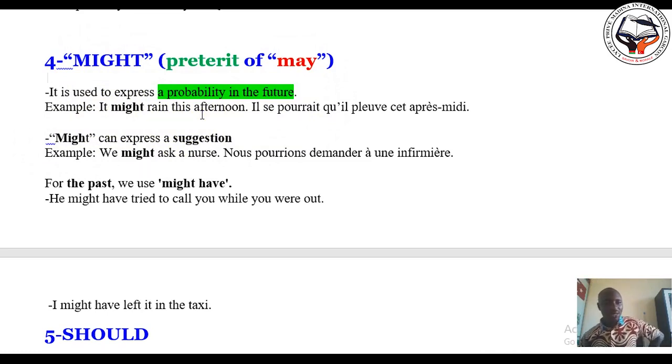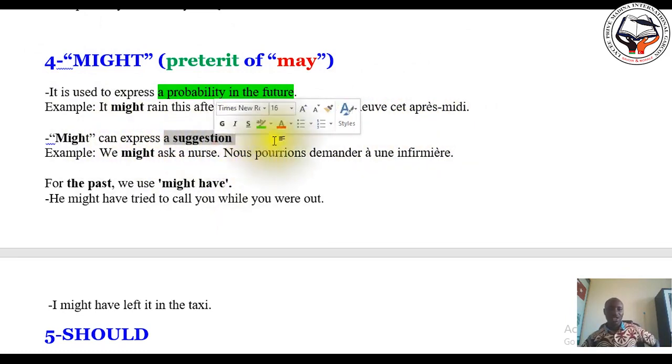Okay. It might rain this afternoon. Il se pourrait qu'il pleuve cet après-midi. Might can express a suggestion. Nous pouvons utiliser might pour exprimer une suggestion.